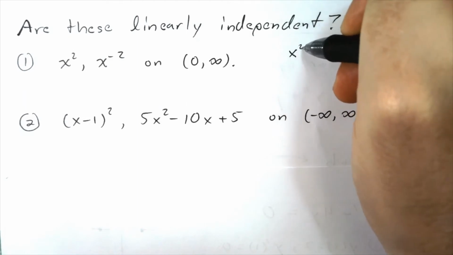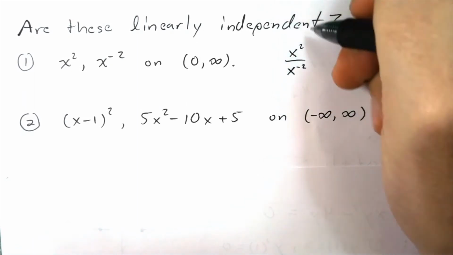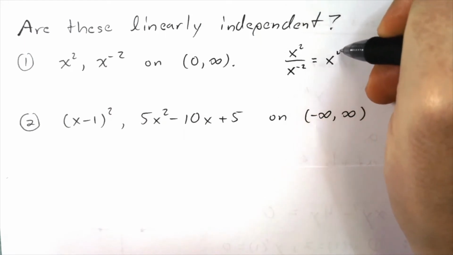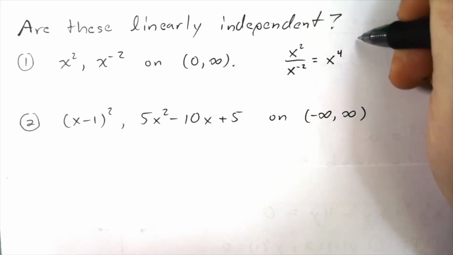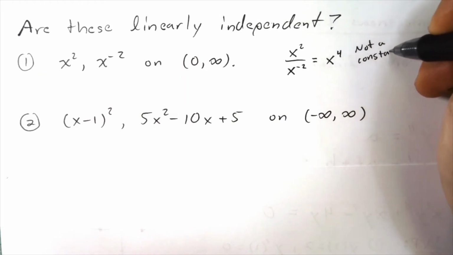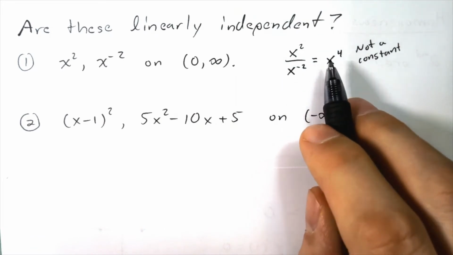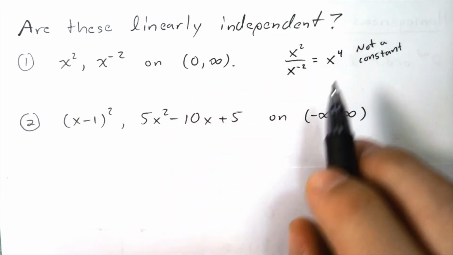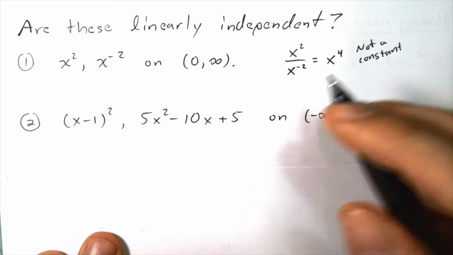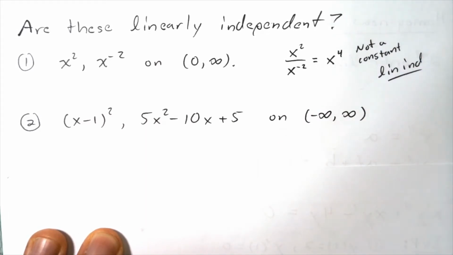So let's take a ratio. Let's take x squared and divide by x to the minus 2. Let's see what we get. We get x to the 4th. Is that a constant? Nope. Not a constant on this interval. It's only a constant for a particular value of x, but not in any interval is it a constant. So yes, they are linearly independent. This is linearly independent. So good.